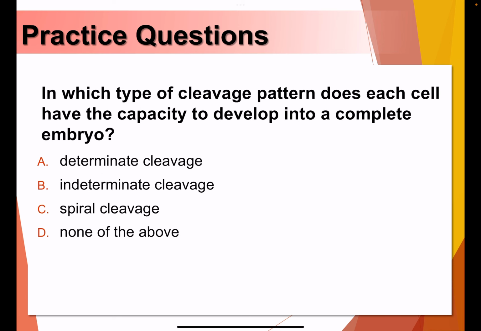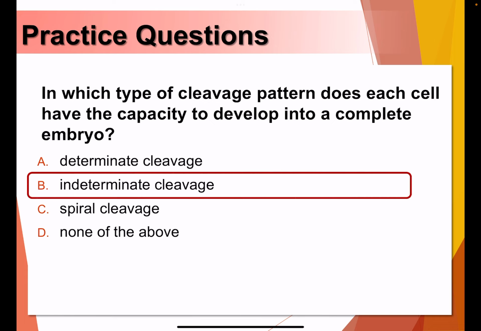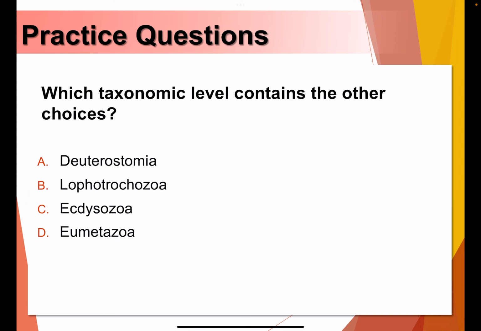All right. In which type of cleavage pattern does each cell have the capacity to develop into a complete embryo? Indeterminate cleavage, because that's the one where the fate of the cell is not determined early, so they have the capacity to become a complete embryo if they were to break off.